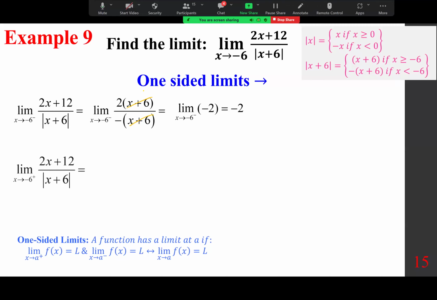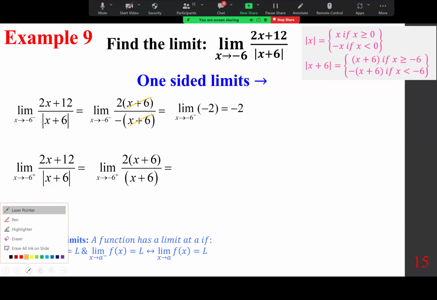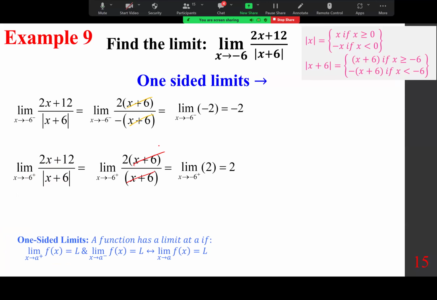On the other hand, if we have this as x approaches -6 from the right, because it's larger than -6, that puts us here, and we simply can drop the absolute value sign, and of course in the numerator we factor out the 2. And this is the limit of 2 as x approaches -6 from the right, making it 2. Therefore, one-sided limits are different. Because they are different, this limit fails to exist.